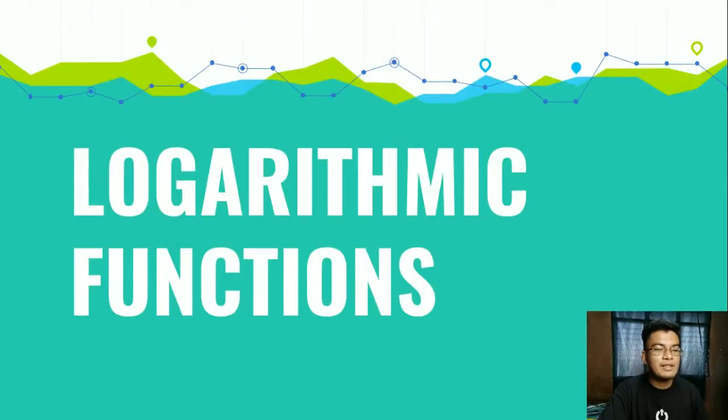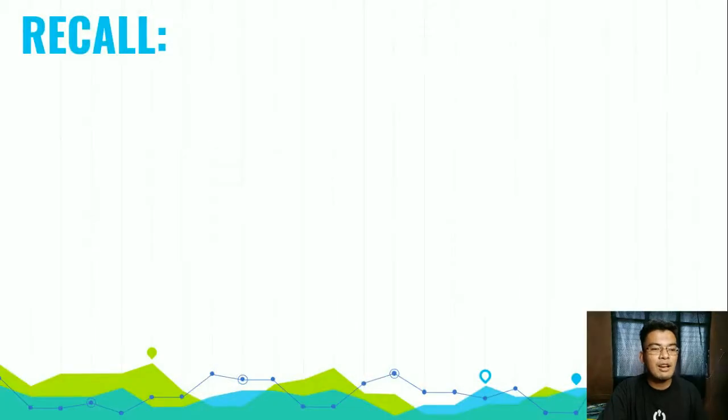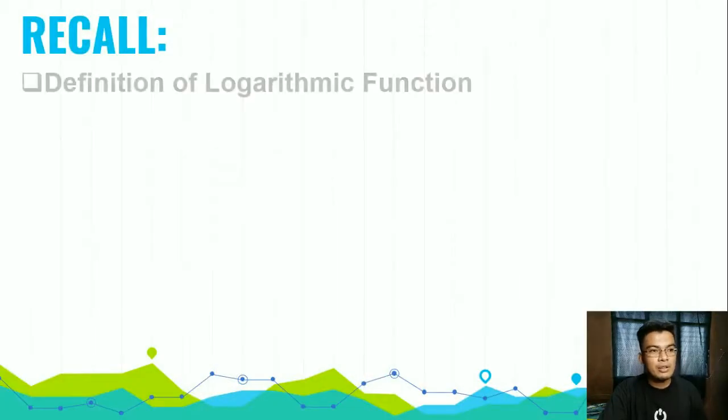Our main topic is still about logarithmic functions. So for today's topic, we'll be discussing the process in finding the domain, the range, intercepts, the zeros, and asymptotes of logarithmic functions. But before that, we have to recall the following terms.